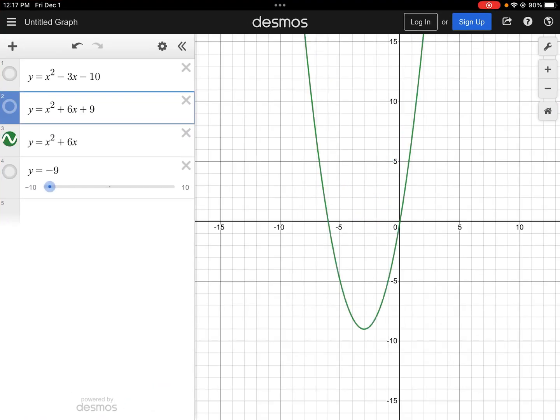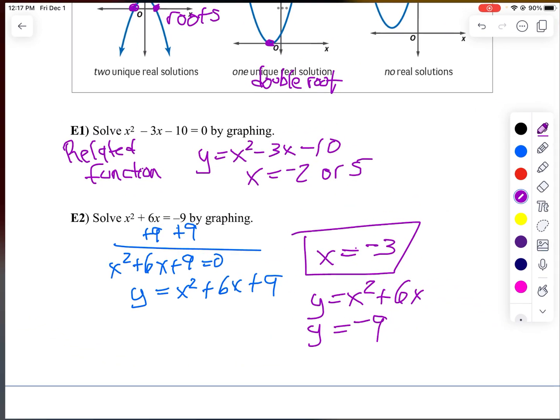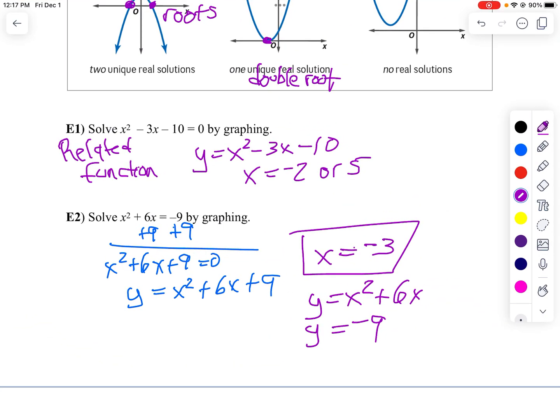Here's y equals x squared plus 6x. Here's y equals negative 9. Rather than looking for my x-intercepts, I look at where they cross. And lo and behold, they cross at negative 3 and negative 9. I'm interested in x equals negative 3. So you can do this either way.